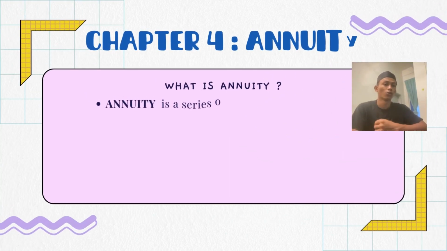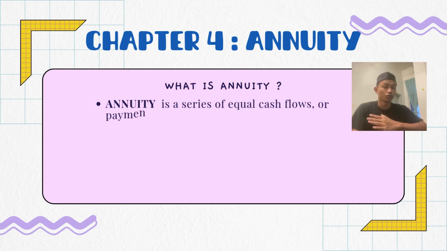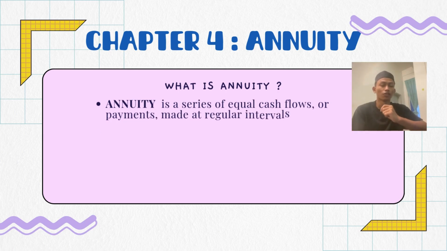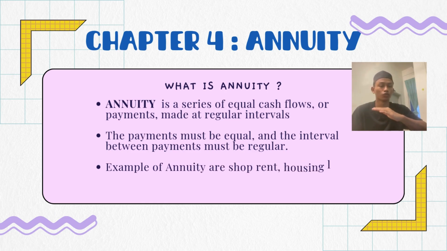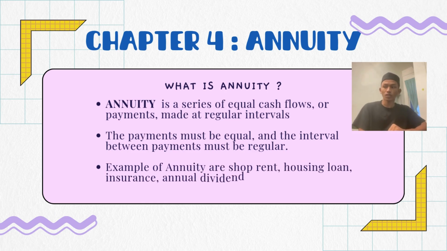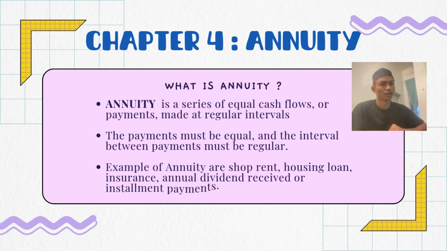Chapter 4. Annuity. What is annuity? Annuity means series cash outflow or payments made at regular interval. The payment must be equal. The interval between payment must be regular. Examples of annuity in this world are shop rent, housing loan, installment, and dividend.